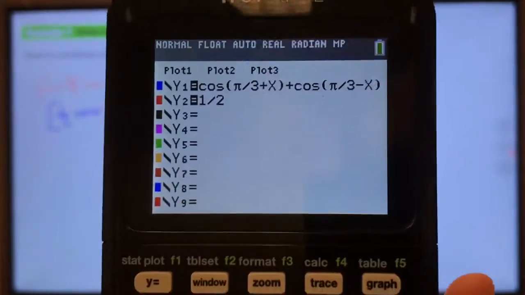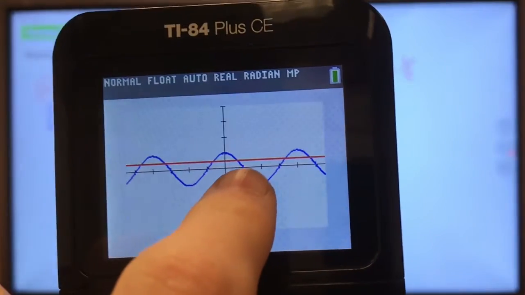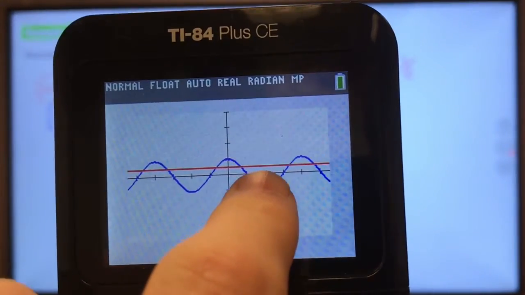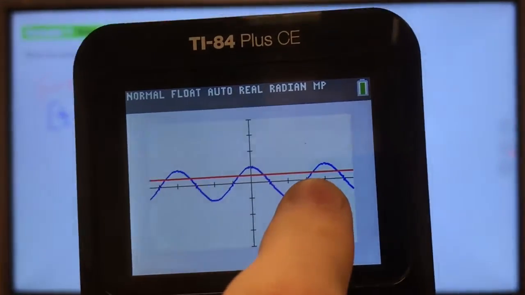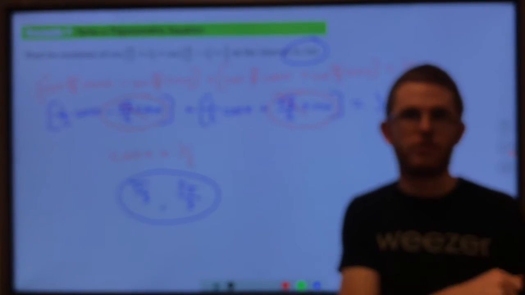And when I graph this, and if you actually look at those values, that one's pi over 3 over here, that is 5 pi over 3. And so you can actually check that. You can find those intersections, look at those decimals, and you can confirm for yourself these two do indeed work. That's our solution set.